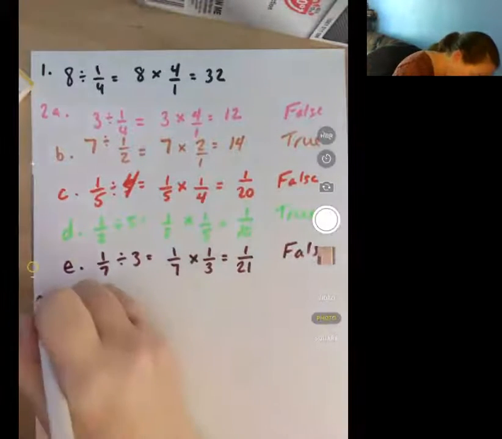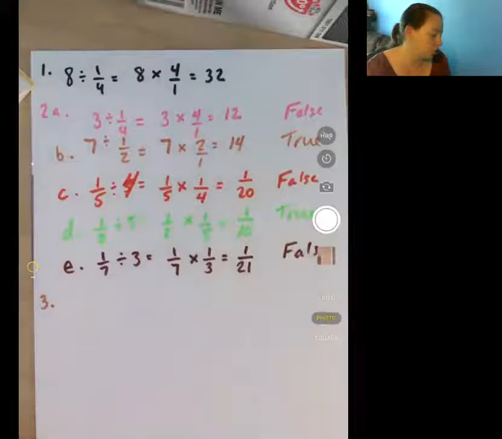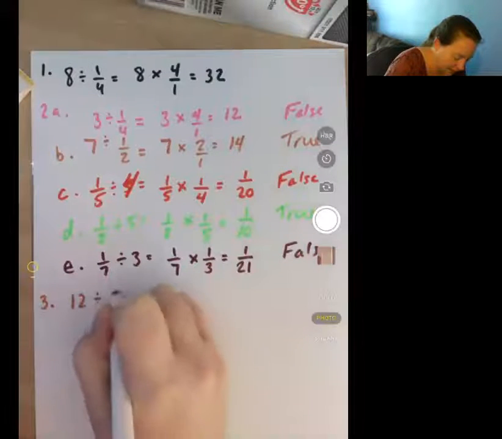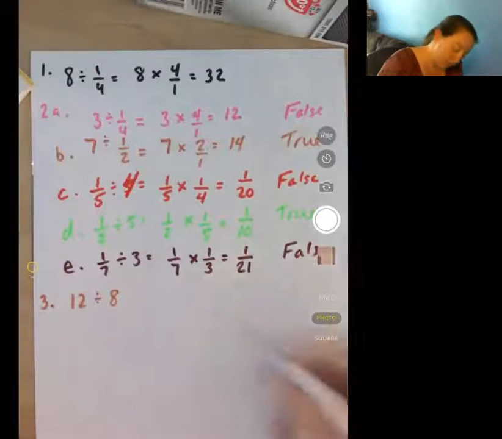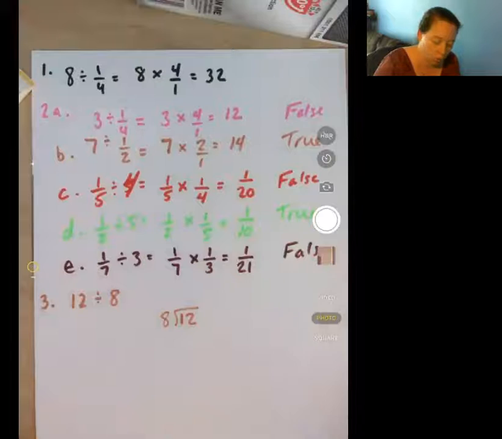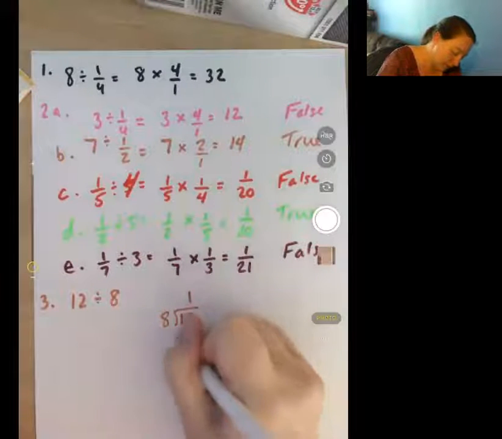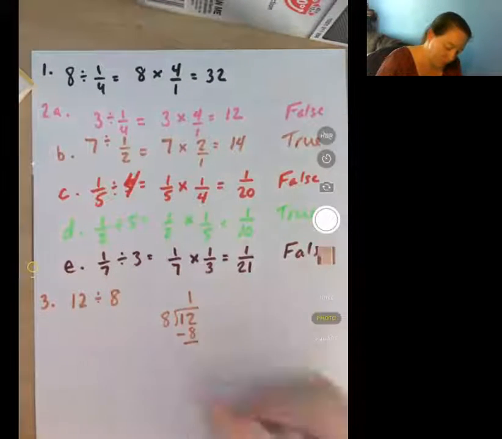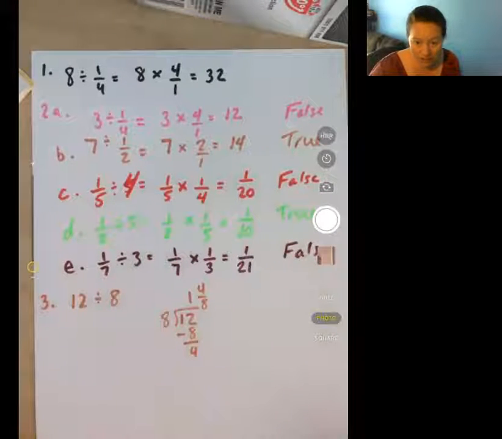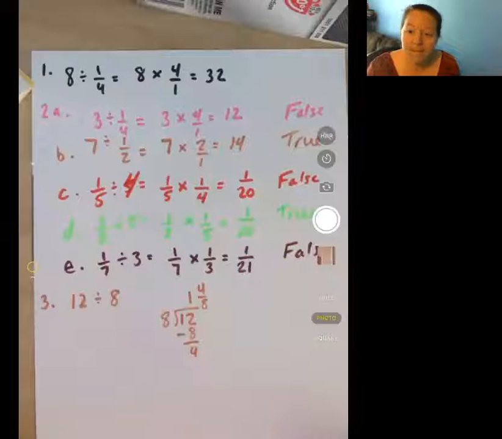Number 3. 12 pounds of beans are distributed equally into 8 bags to give out at the food bank. How many pounds of beans are in each bag? So I have 12 divided by 8. Well, let's see. 8 goes into 12 how many times? Once, because 1 times 8. 12 minus 8 is 4. 1 and 4/8. Well, I can't just leave it there. I have to simplify this. Can I take a 2 out? Yes, I can. They're both even.